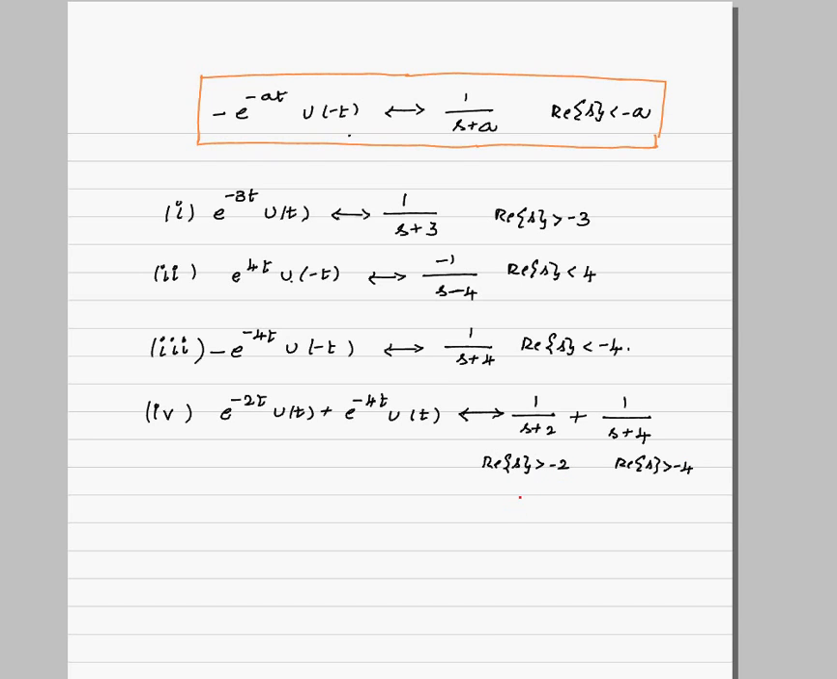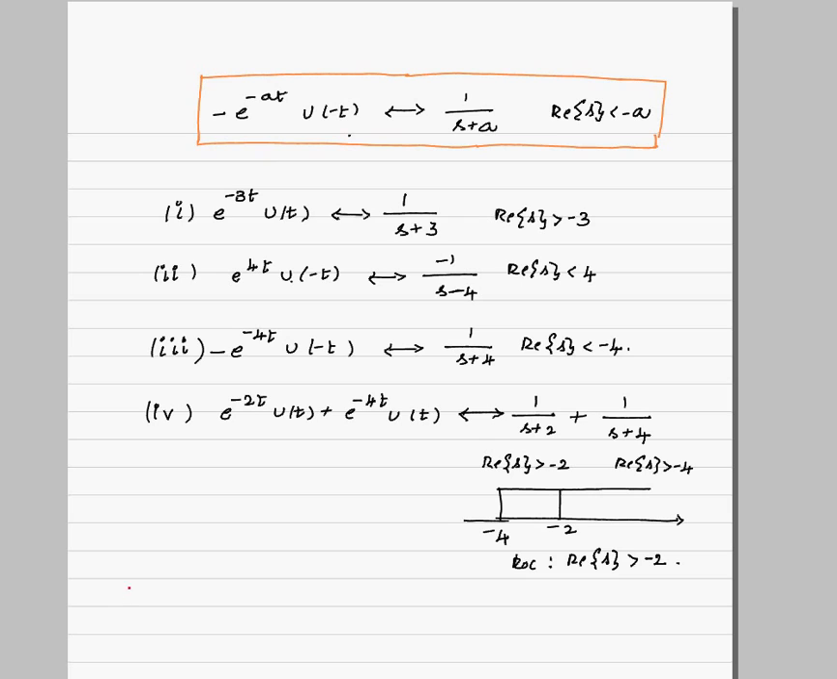So when will the overall X(s) converge? Only if both converge. When will both converge? Only if real part of s is greater than -2. Let us see how it is possible. Real part of s greater than -2 is this, and real part of s greater than -4 is this. Both converge only if the region of convergence is real part of s greater than -2.